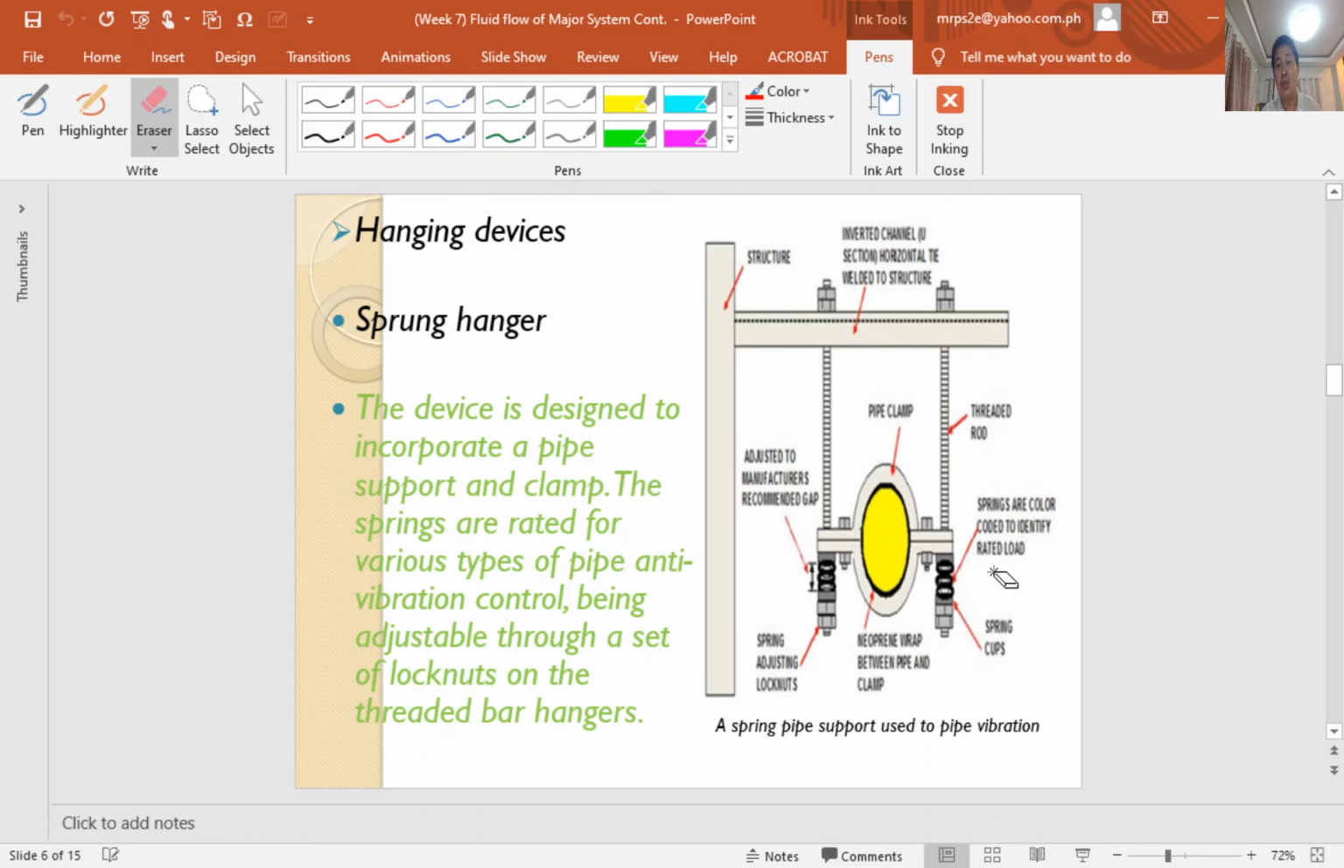Color coded to identify the rated load. So this is the spring here, and the name is sprung hanger because of the use of the spring, adjusted to the manufacturer's recommended gap. This spring pipe support is used to reduce pipe vibration. So it is a hanging device, or hanging type.